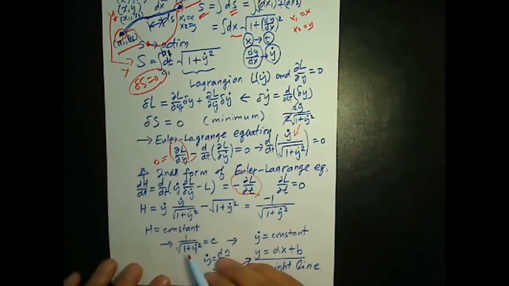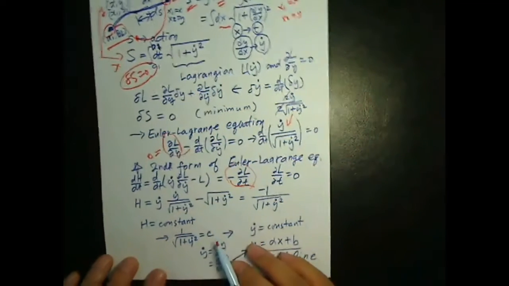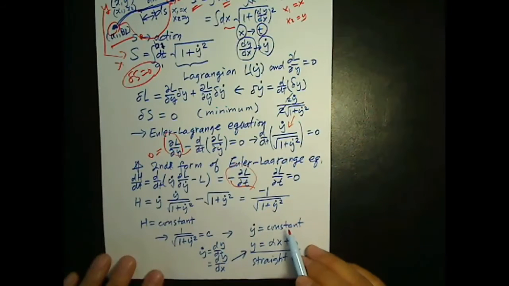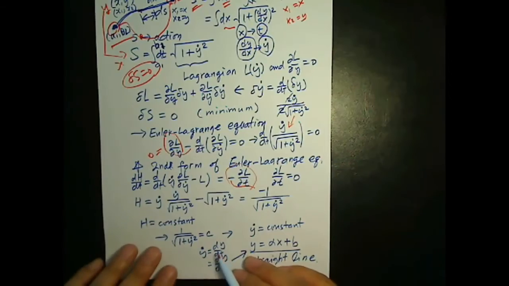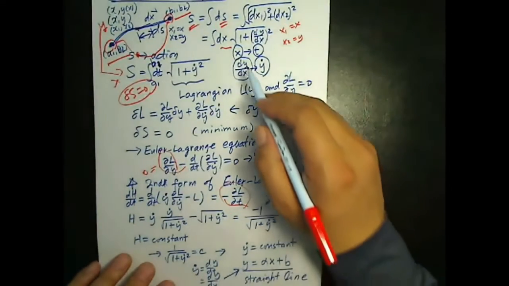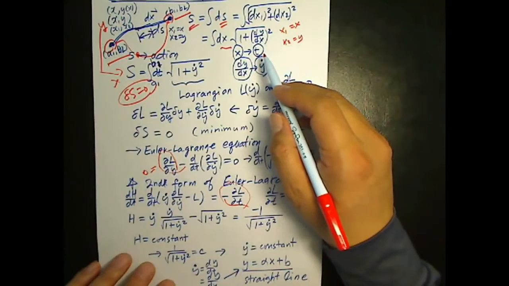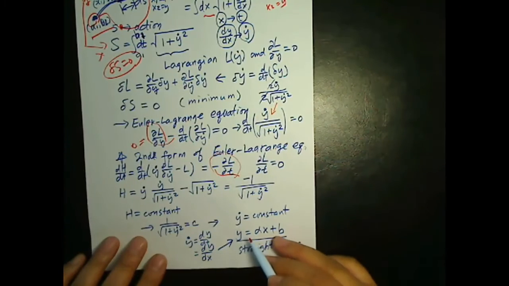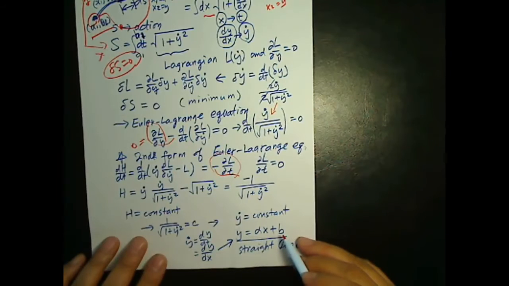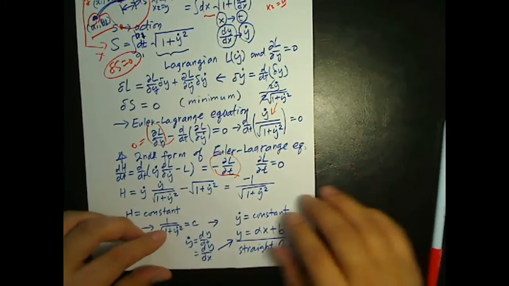If this is constant, y dot is constant. Actually, this is y, the time derivative of y. But we have replaced this x with the time, and the actual variable is not time, but x. So we replace y dot by dy over dx at the end of the day. And dy over dx is constant. That means y is a straight line. All right.